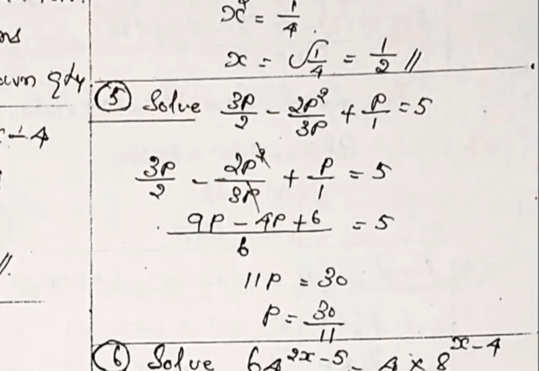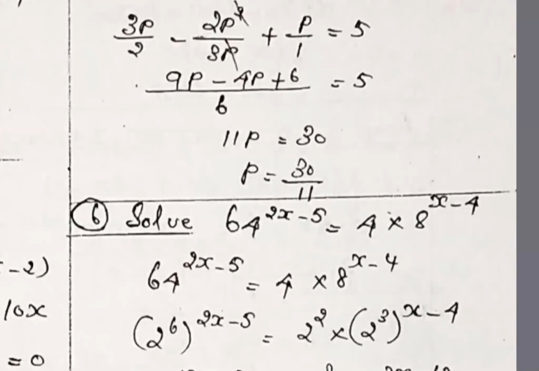Then our general simplification idea: 6 divided by 2, then multiplied by 3, you will get 9p. Similarly for the other term. So after simplification, you will get p is equal to 30 divided by 11. The first step idea is very important. That is how to solve it: by the LCM method, you can solve the problem.